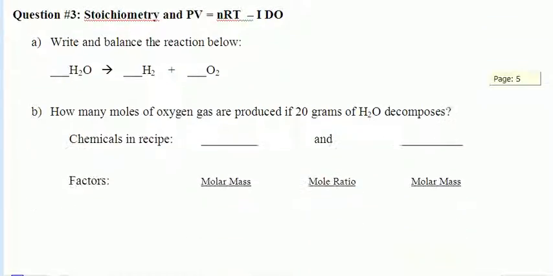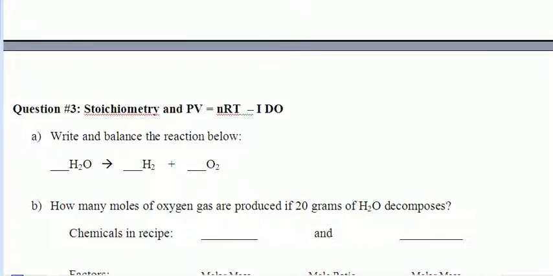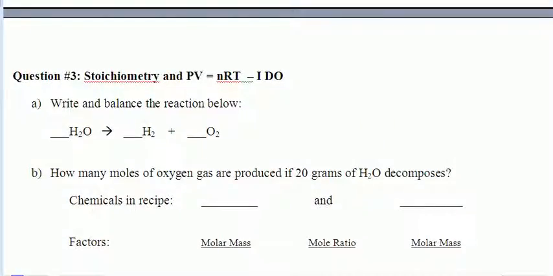Moving on to question number 3. Okay, in this case, we are going to do some stoichiometry again, and then we're going to do some gas problems. So, write and balance the reaction above. 2, 2, 1, 1. So I'm going to put a 2 here, and I'm going to have to put a 2 here, and a 1 here.